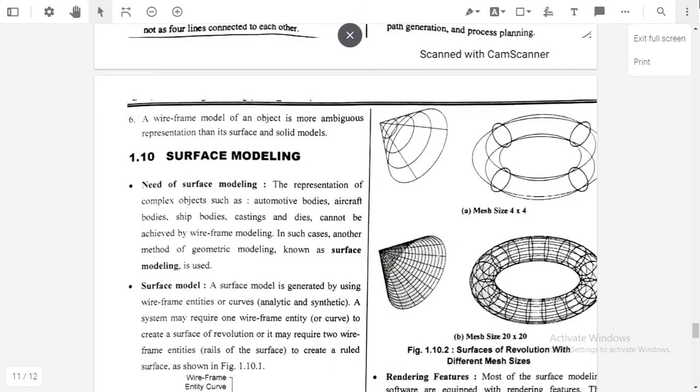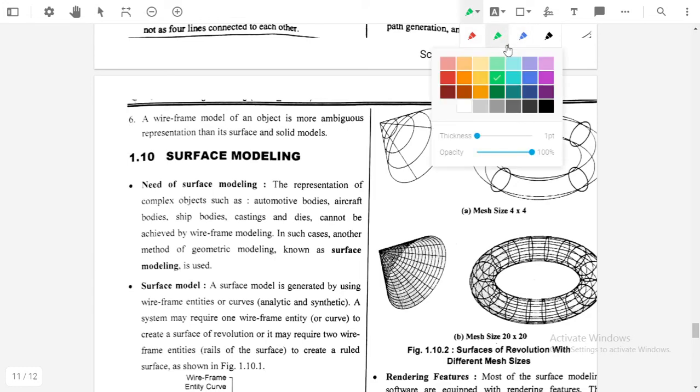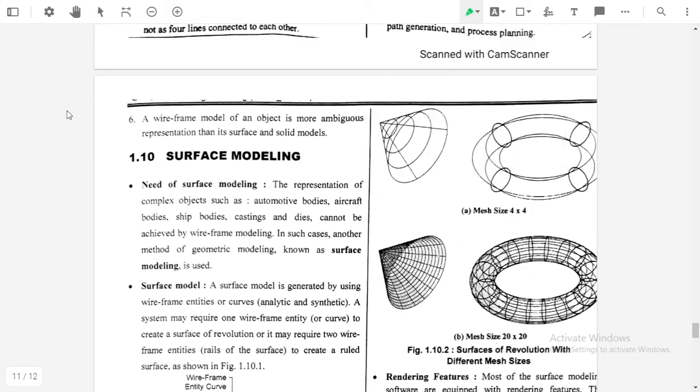So surface modeling. In this topic we will discuss what surface modeling is, what the different types are, what the purpose of surface modeling is, and what the advantages of surface modeling are over wireframe modeling. All these things we will discuss in this session. So the first topic here is the need of surface modeling.